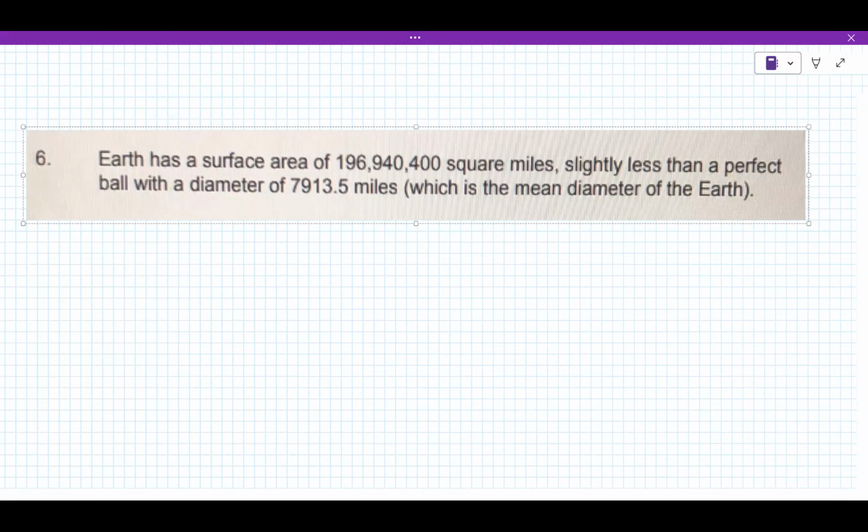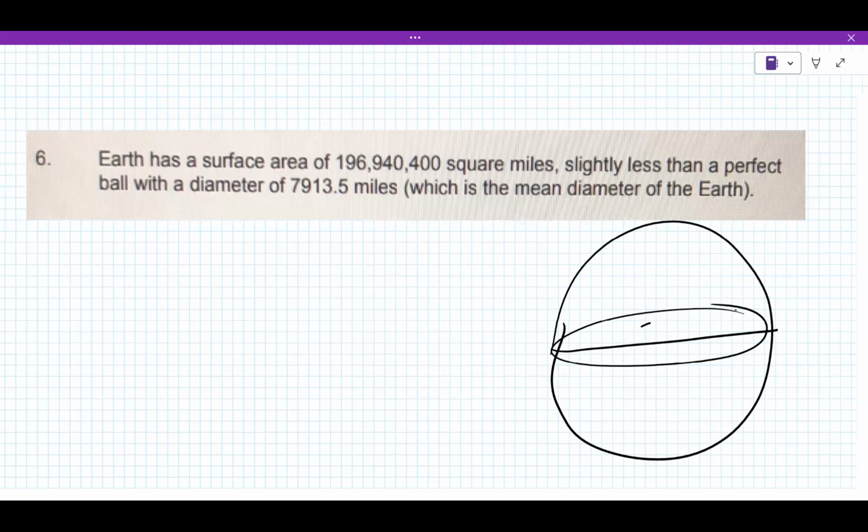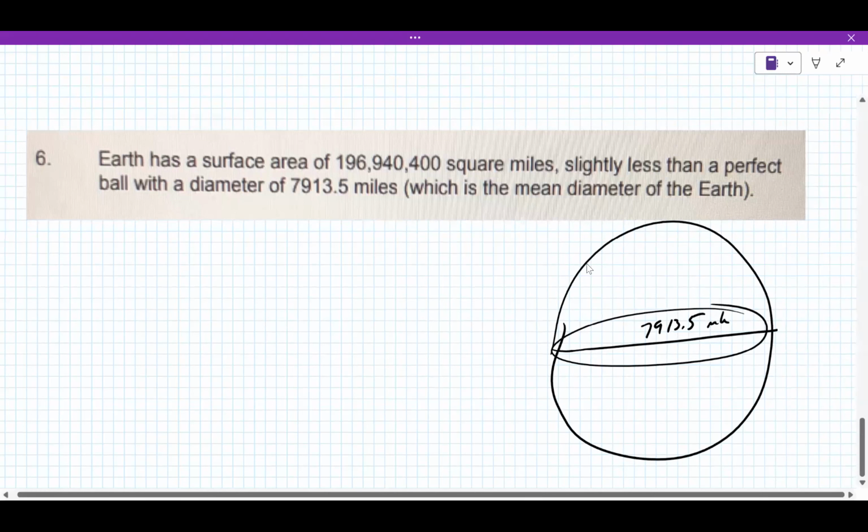Yeah. All right. Earth has a surface area of 196,940,400 square miles, slightly less than a perfect ball with a diameter of 7,913.5 miles, which is the mean diameter of the Earth. All right. So, graphically here, if this is the Earth, they're saying the diameter is 7,913.5 miles. The surface area is the tennis ball, the outside of the tennis ball here.